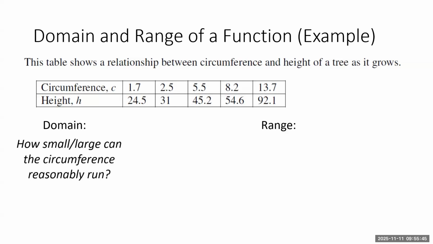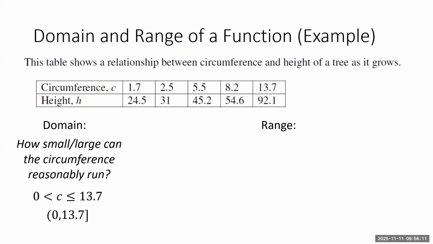For our domain, the question we're asking is, how small or large can the circumference reasonably run based on the data given? And we see that 0 is less than C, which is less than or equal to 13.7. Certainly C could not be equal to 0 because that would be a little silly to consider a tree with a circumference of 0. That would not be a tree. That would just be kind of nothing.